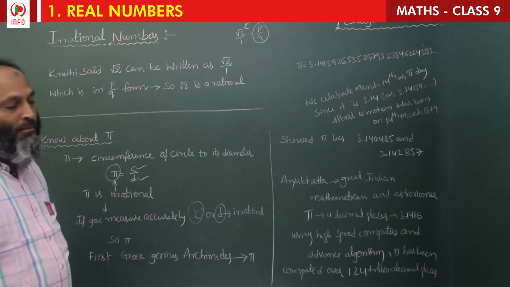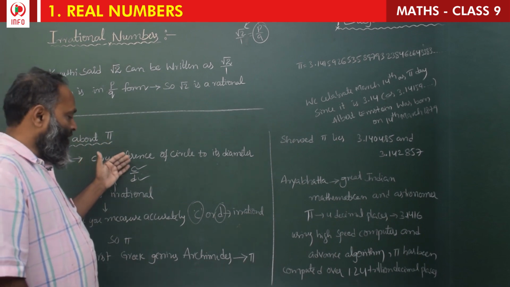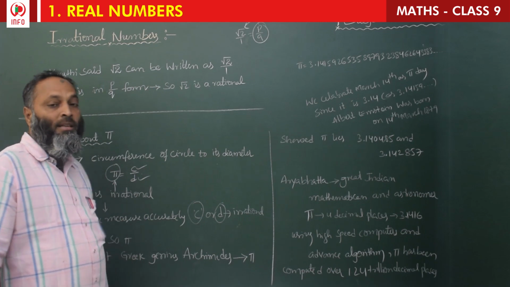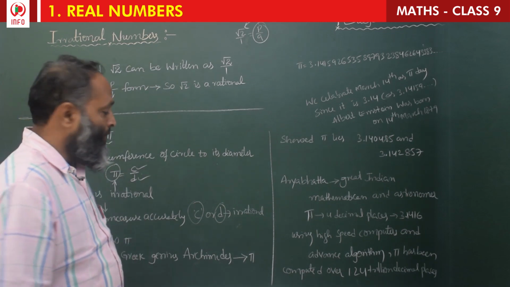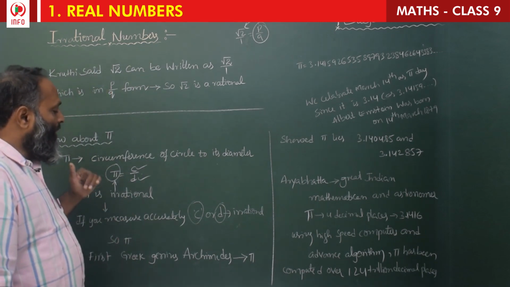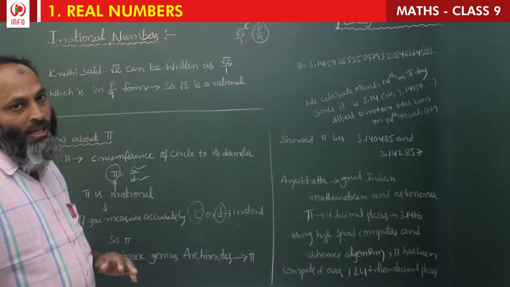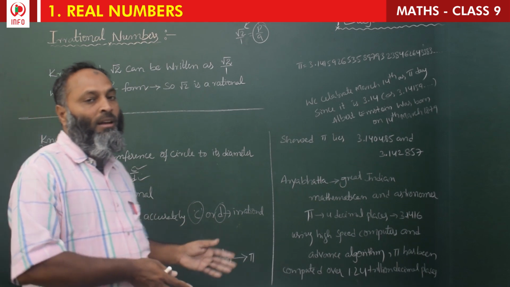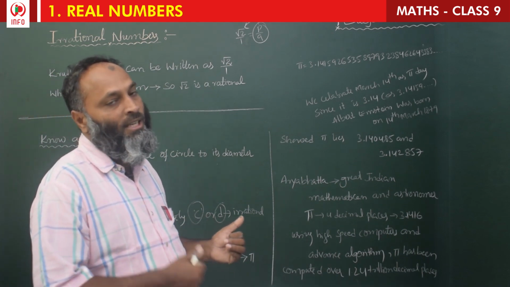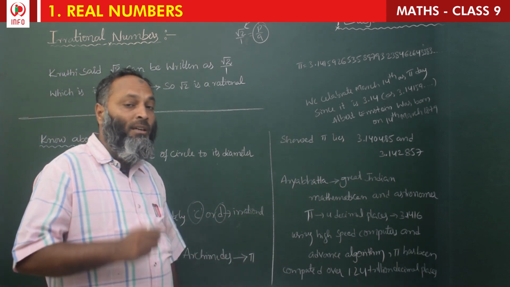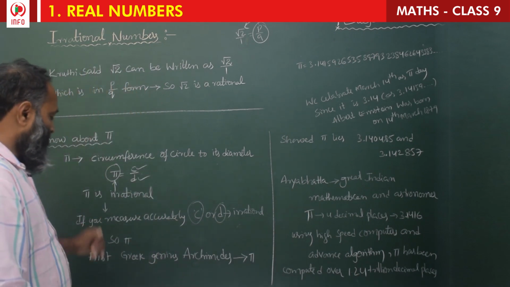Why is it an irrational number? Because pi is the ratio of the circumference of a circle and its diameter. If we measure the circumference as well as the diameter of a circle, either the circumference or the diameter is an irrational number. So that is why pi is an irrational number here.